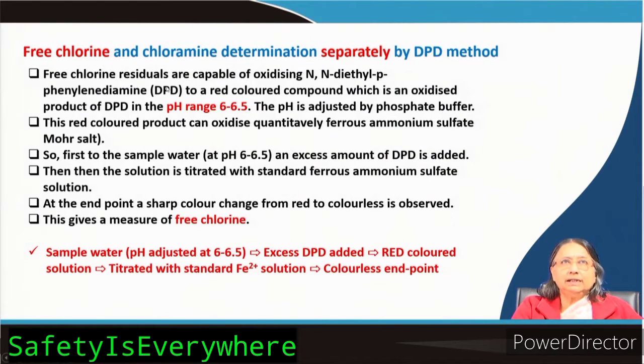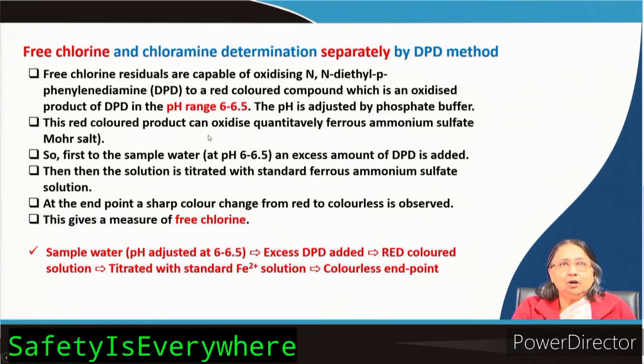Free chlorine residuals are capable of oxidizing N,N-diethyl-p-phenylenediamine, abbreviated as DPD, to a red colored compound, which is an oxidized product of DPD. So, chlorine, you know, is an oxidizing agent. DPD is a reagent which can be oxidized by chlorine to give a red color. Clear? Now, the pH range should be 6 to 6.5. The pH is adjusted by phosphate buffer. You know buffer; in my first module I explained. So, pH is maintained by using this.